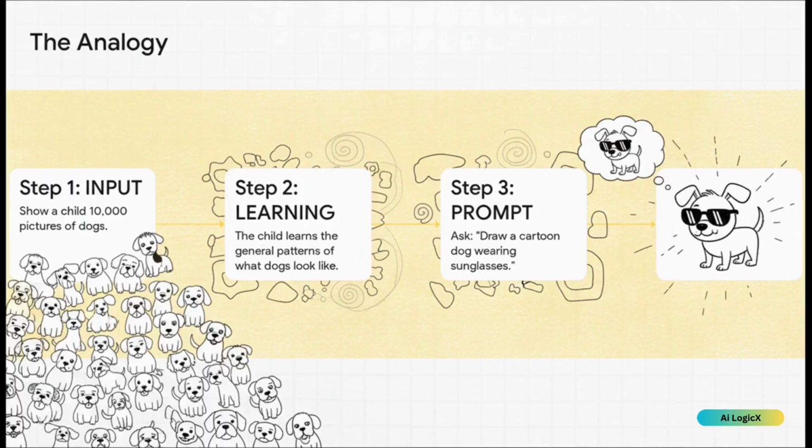Then you give them a prompt. You say, hey, can you draw me a cartoon dog wearing sunglasses? The child doesn't just copy a photo they saw. They use their new understanding of dogness to create a brand new image that fits your request. And that, right there in a nutshell, is exactly how generative AI works.